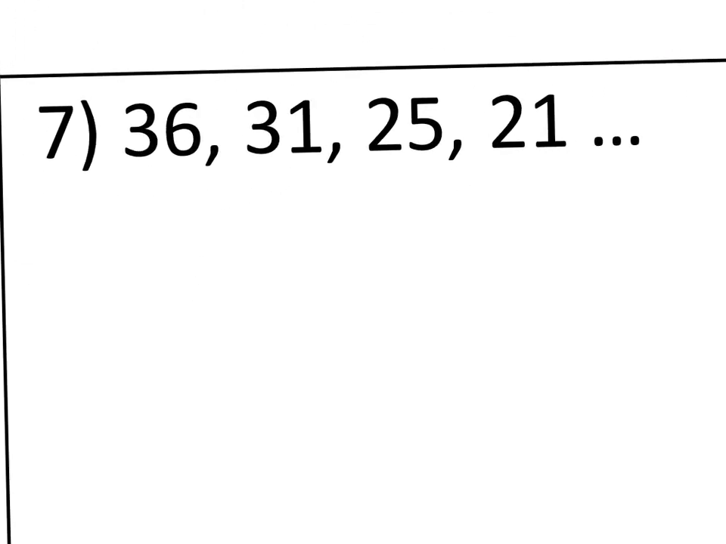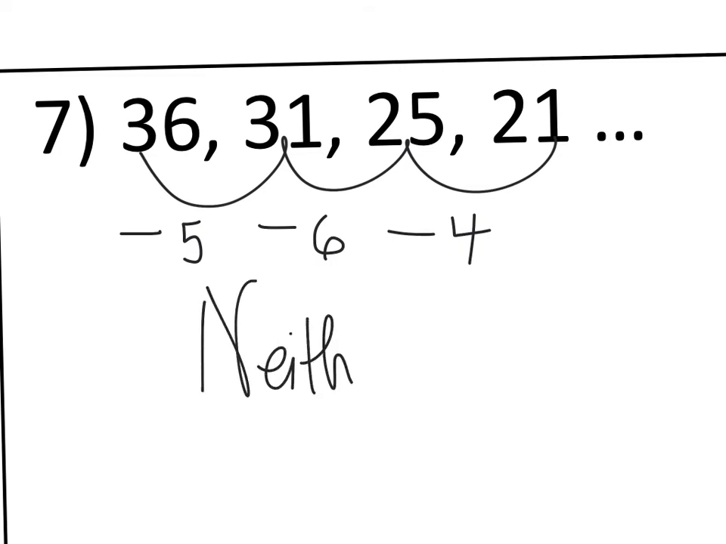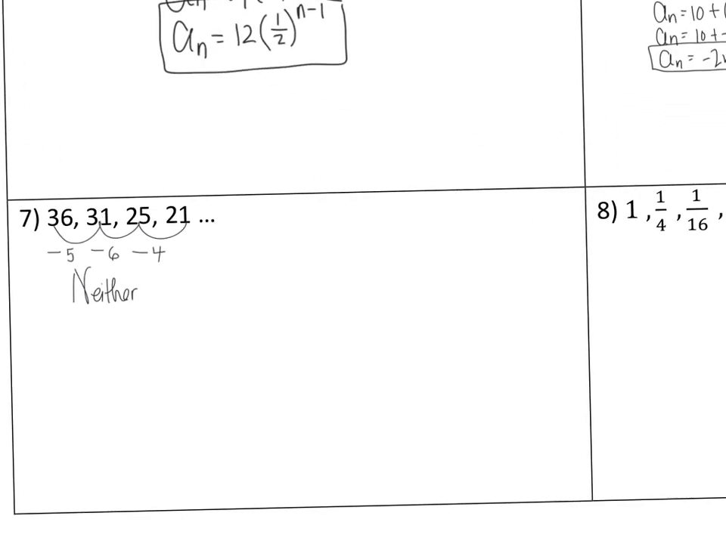Okay, let's take a look at the next one. How do I get from one number to the next? Okay, so this one is taking away 5. This one's taking away 6. And this one's taking away 4. So when it's not constant, that's neither arithmetic or geometric, because even if I multiply, the pattern won't be a constant pattern. So this is neither, and we cannot write an equation.